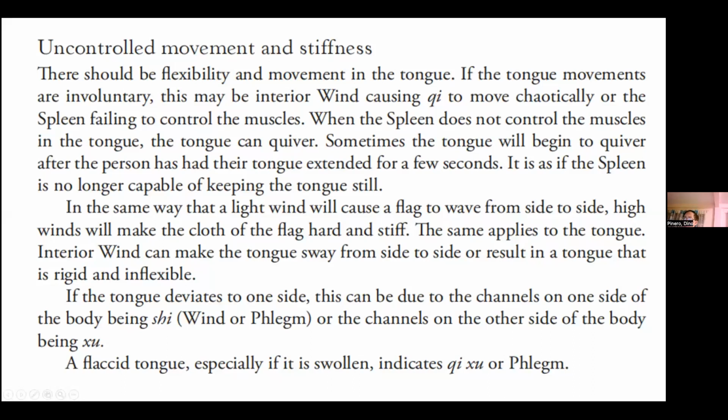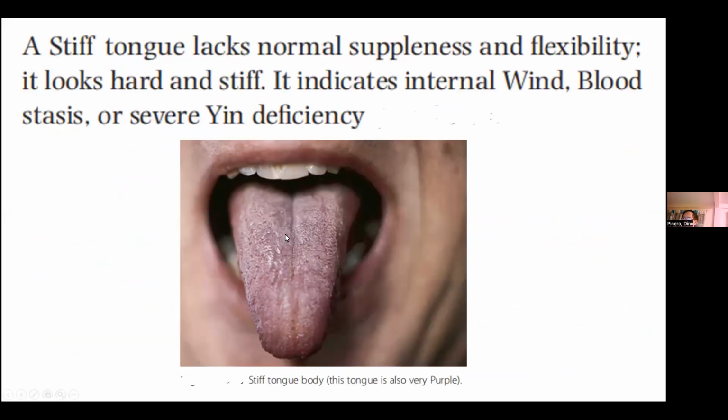So meron tayong ditong picture ng stiff tongue, lacks normal suppleness and flexibility. So once pinalabas natin yung patient ng kanilang tongue and lumabas na parang ganito, V-shape, so this is stiff tongue. It looks hard and stiff. It indicates internal wind. So pwedeng may internal wind, blood stasis, or severe yin deficiency. Okay?